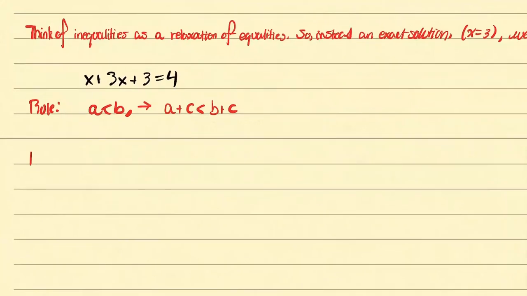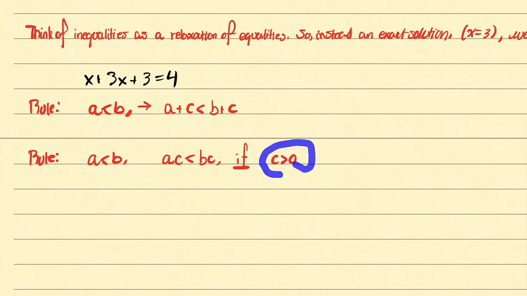But here's the important one. If a is less than b, then a times c will still be less than b times c, if, and this is where it's important, c is a positive number. So this is really easy for us now. I didn't have to write this in words. I could say c is a positive number, which is a super useful thing to say.